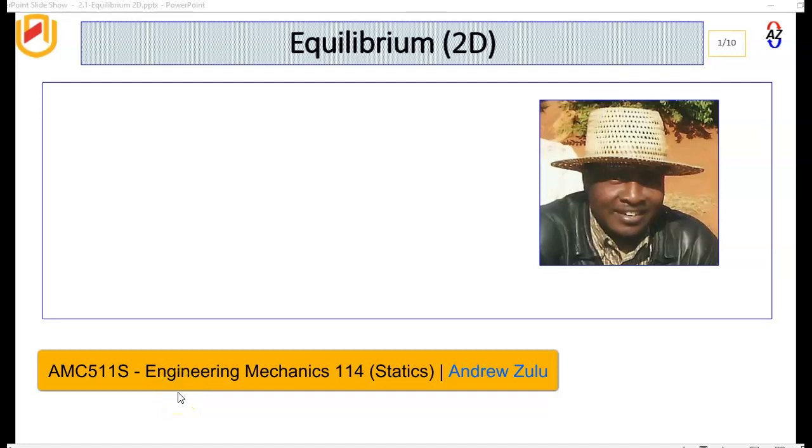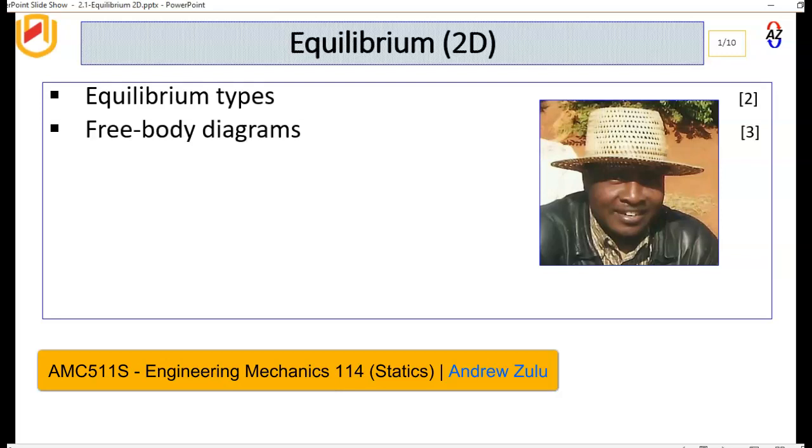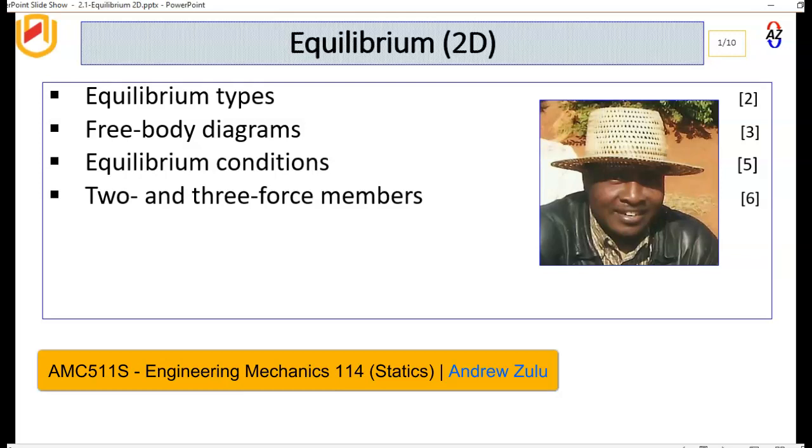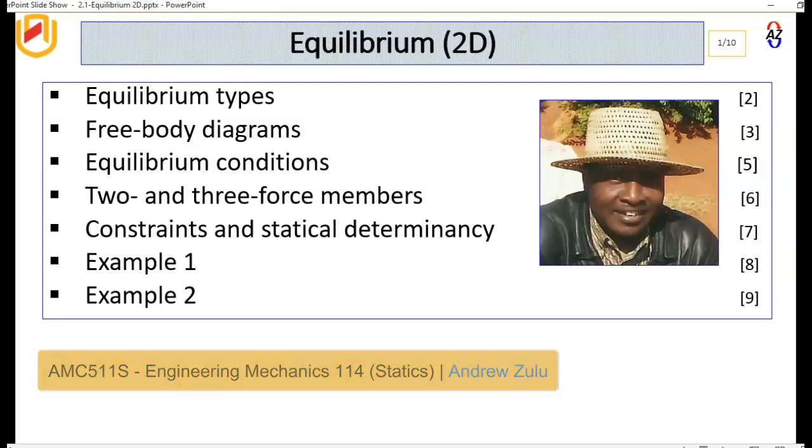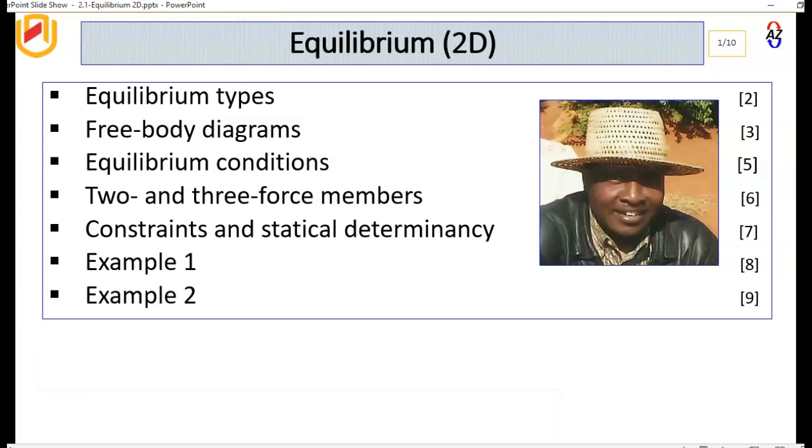Welcome to this presentation on two-dimensional equilibrium. We will cover the following: equilibrium types, free body diagrams, equilibrium conditions, 2 and 3 force members, and a brief discussion on constraints and statical determinacy, and then we'll look at some examples.